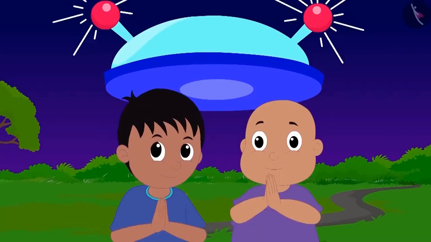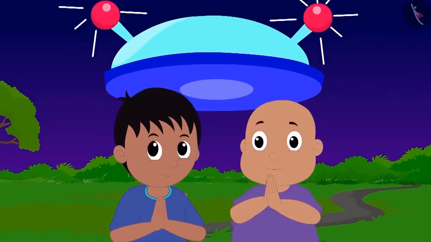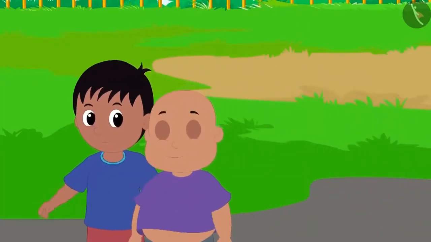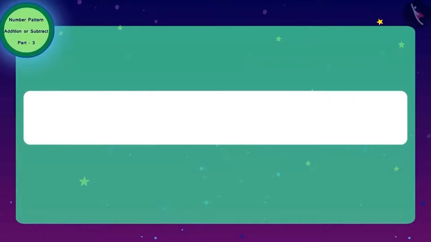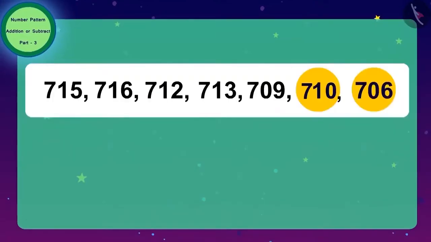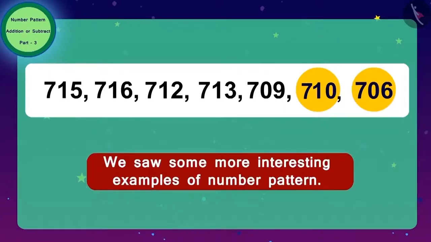Raju and Bablu are thanking you. Well done, children. You have helped them a lot. Raju and Bablu have learned to identify number patterns. Have you learned it too? Solve these number patterns with your friends. In the next lesson, we will learn some more interesting facts about mathematics with Raju and Bablu. Children, today we have seen some more interesting examples of number pattern.